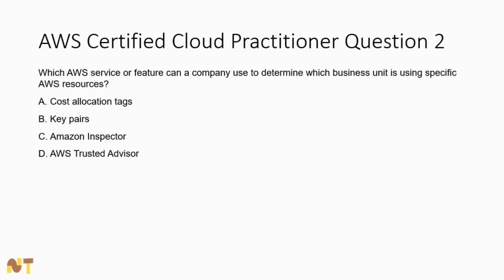Moving on to the next question. Which AWS service or feature can a company use to determine which business unit is using which specific AWS resources? Cost allocation tags, key pairs, Amazon Inspector, or Amazon Trusted Advisor.